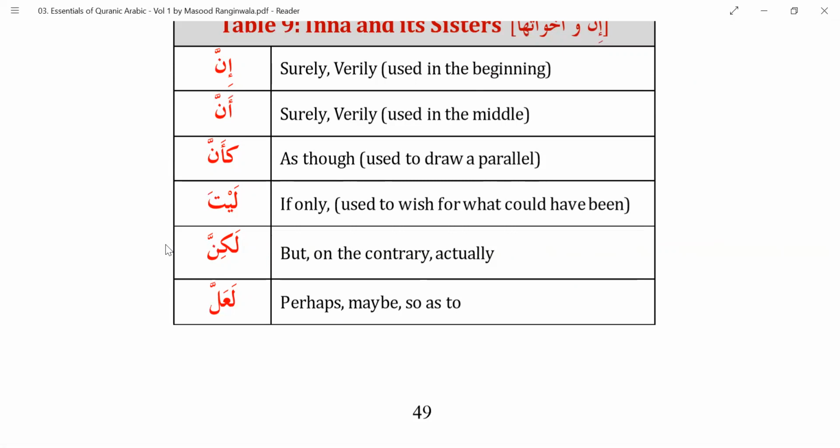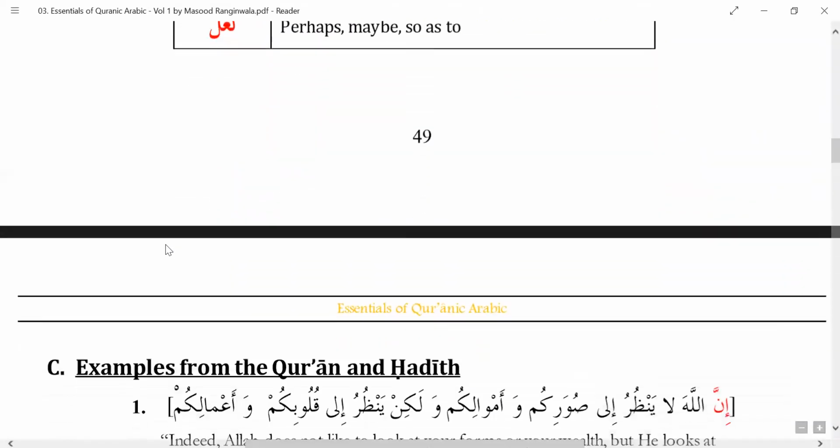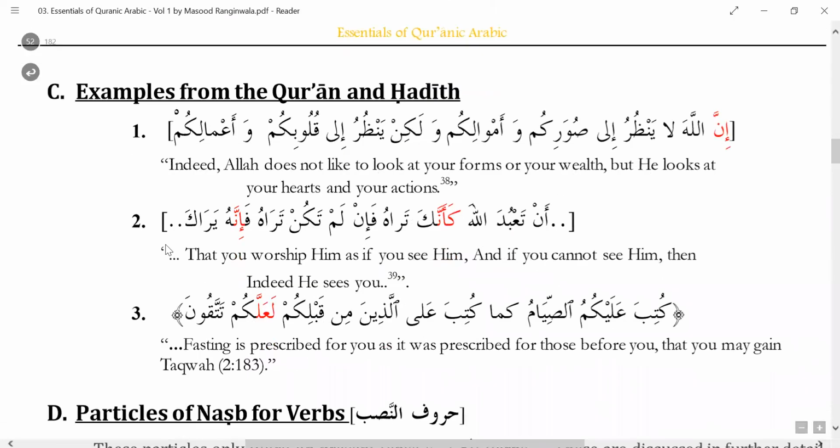So inna, anna, ka anna, bi anna, laita, lakinna, la'alla. That is harf of nasb. These act on ismun. Here there are some examples. For example, inna allaha la yanzuru ila صوركم وأموالكم ولكن ينظر إلى قلوبكم وأعمالكم. Indeed, Allah does not like to look at your forms or your wealth, but He looks at your hearts and your actions.